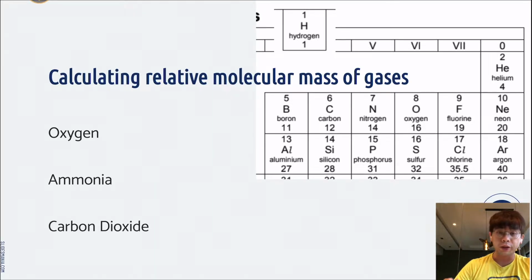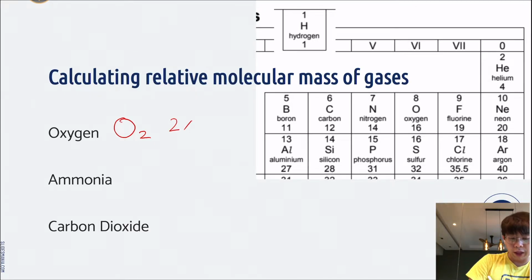Now, oxygen. The first thing we need to do is to actually determine the formula of oxygen. And oxygen is O2. Using the periodic table, we know that one atom of oxygen is 16. Now, in O2, we have 2 oxygen atoms. So this is 2 times 16 equals 32.